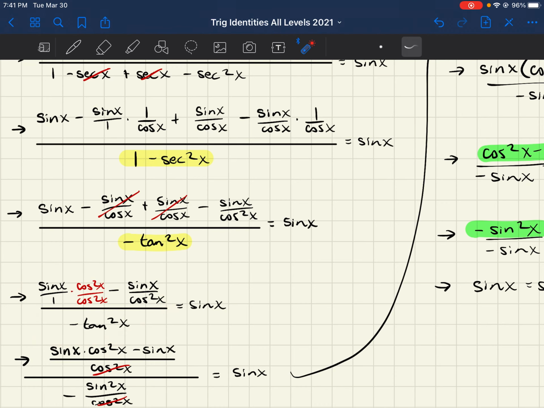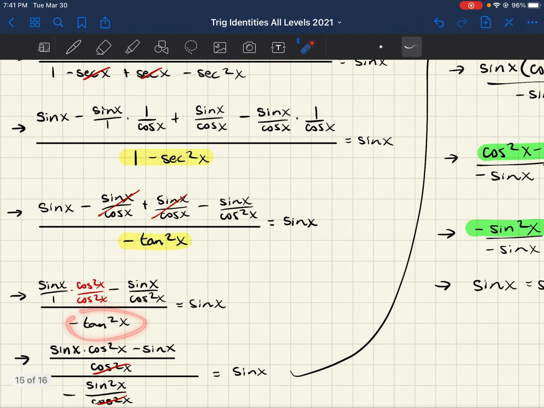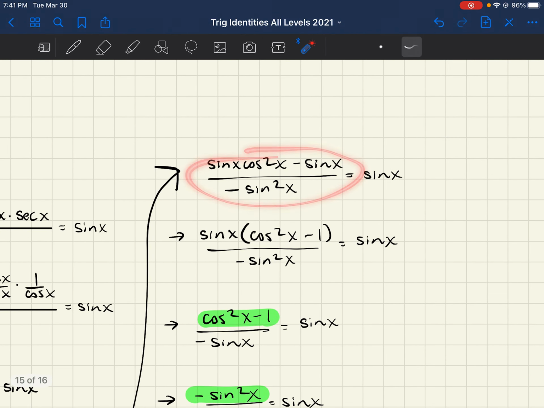Now, in the numerator, we're still trying to subtract fractions, so we need that common denominator. So this sine over 1 is going to get multiplied by cosine squared over cosine squared. And that's going to allow us to take the sine cosine squared minus sine, put it over the common denominator of cosine squared. And I'm going to decompose this negative tangent squared into negative sine squared over cosine squared. And notice, we've seen this several times now. Two fractions, if the denominators are the same and they're being divided, they're going to eliminate. So now we have sine cosine squared minus sine over negative sine squared. That's where we are right here.